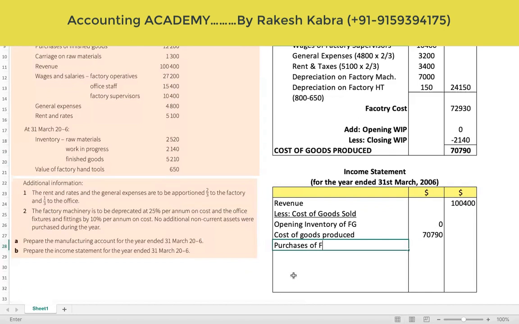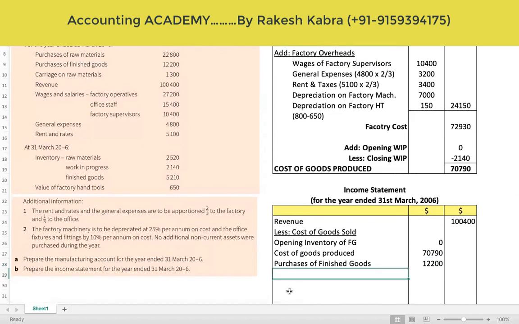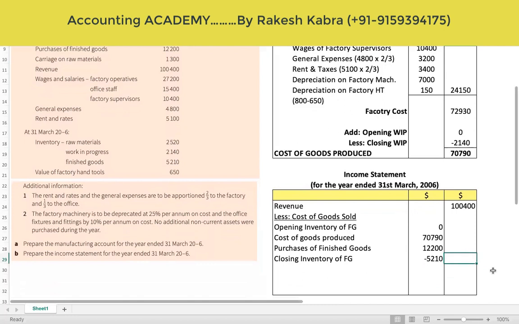Purchases of finished goods. How much amount? 12,200. Now I will subtract closing finished goods, closing inventory. Closing inventory of finished goods that I will subtract. So if you see here, 31st March 2006, closing inventory of finished goods, how much value? 5,210.